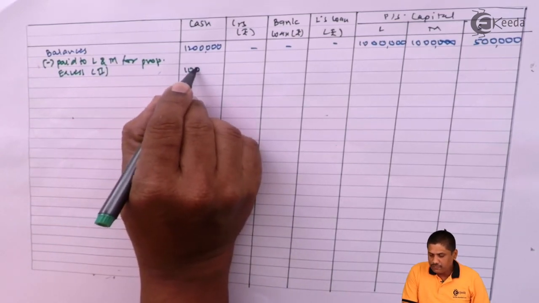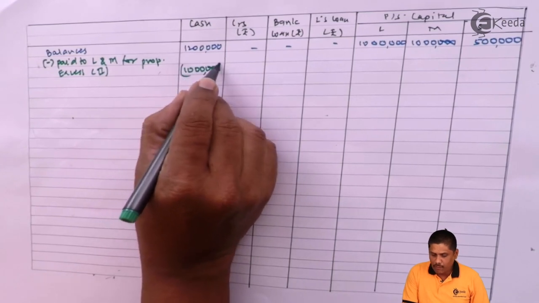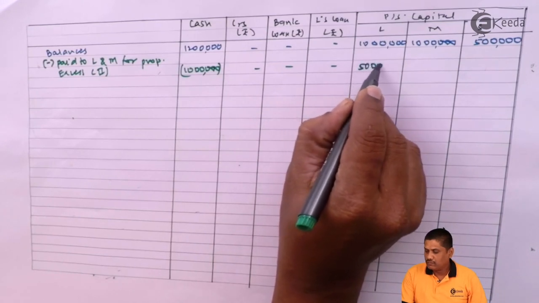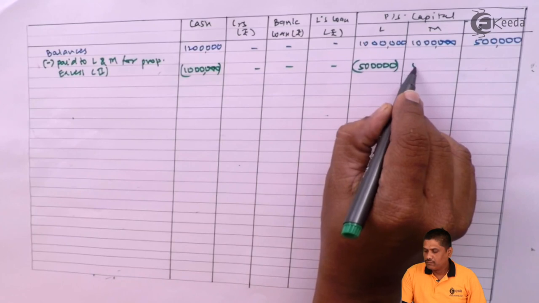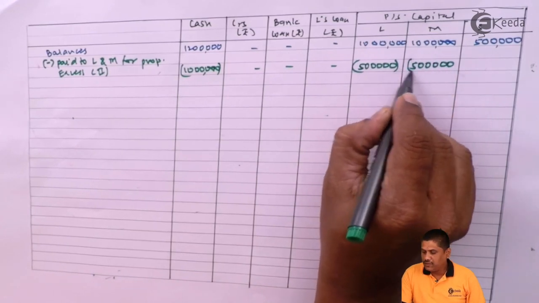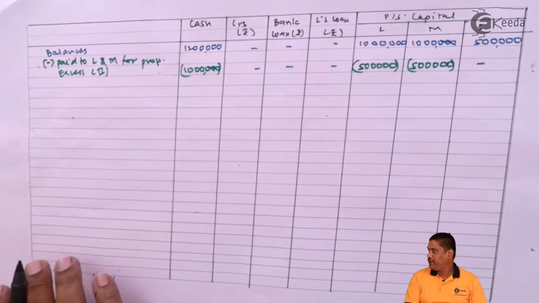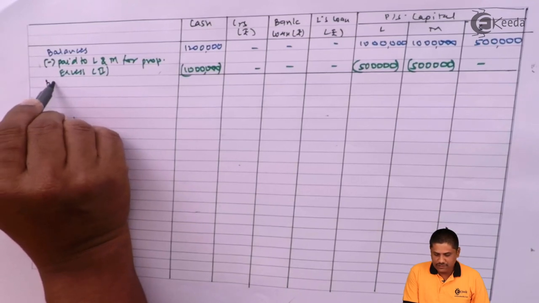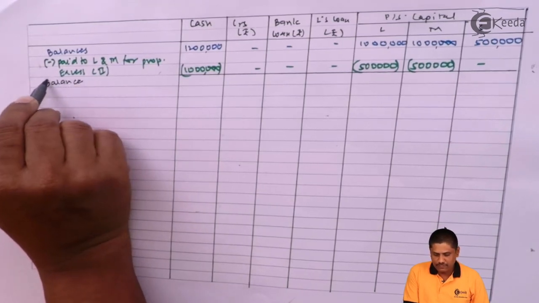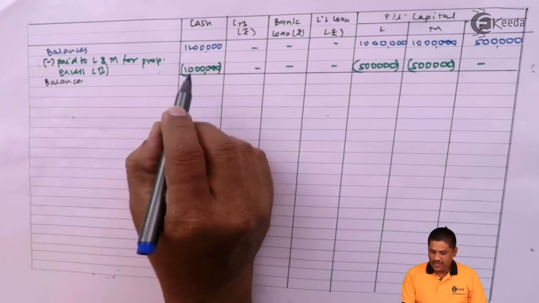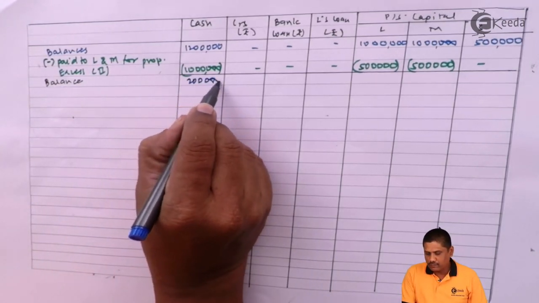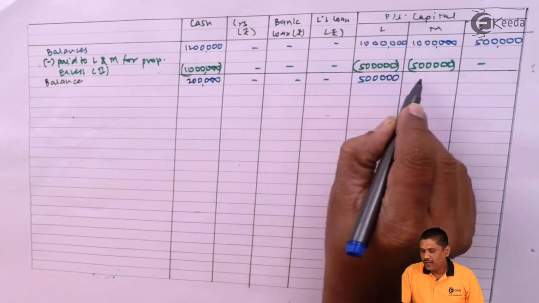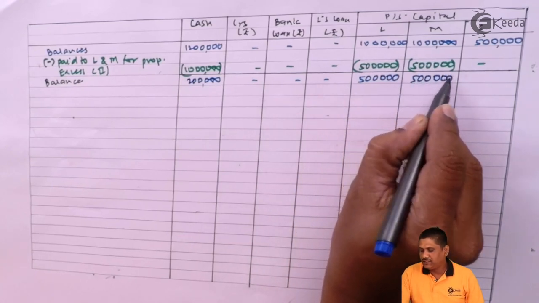We are paying 10 lakhs. Both the partners will receive 5 lakhs, 5 lakhs. Now I need to find out the remaining balances. My remaining balances are to be calculated. Check, my cash has become 2 lakhs. My partners' capital will get reduced to 5 lakhs here, 5 lakhs here. And now again it is 5 lakhs.